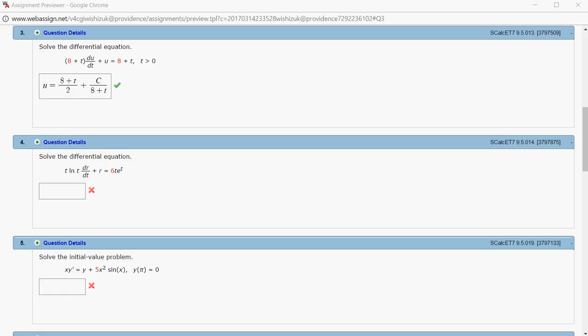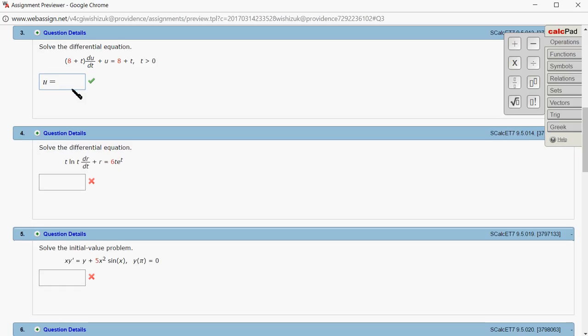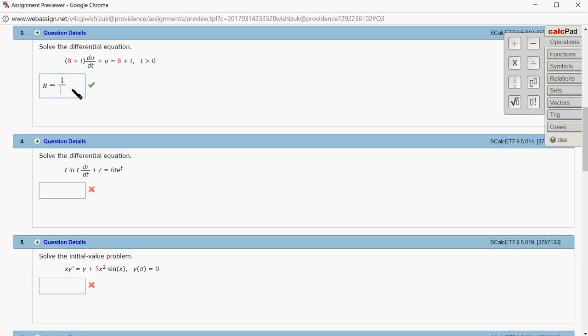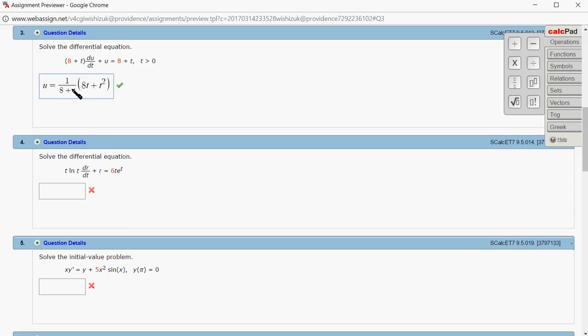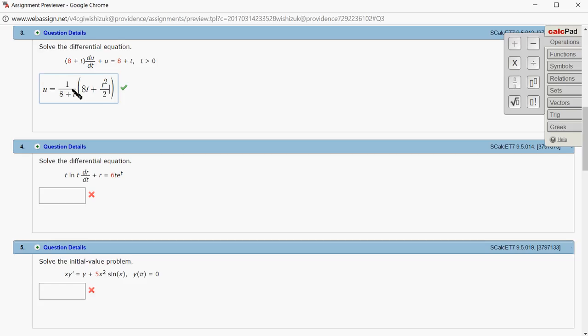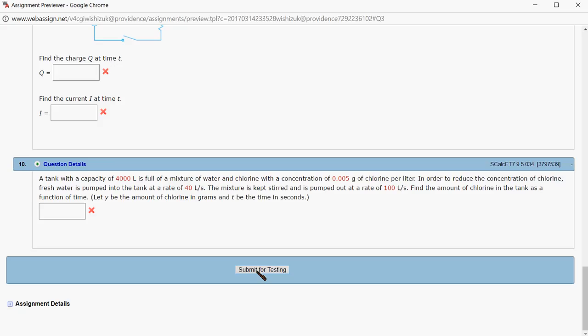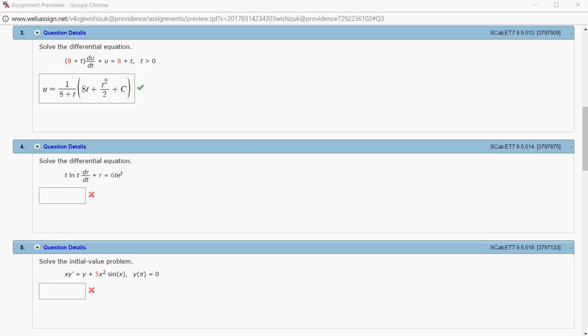If you want to try the other one, let's try the other one, see if it's correct too. So we had 1 over 8 plus t, then we had 8t plus t squared over 2 plus some constant c. Let's see if they like that answer. Submit for testing. It came back and looks like it takes this answer as well.